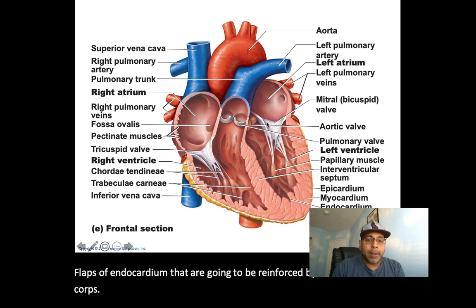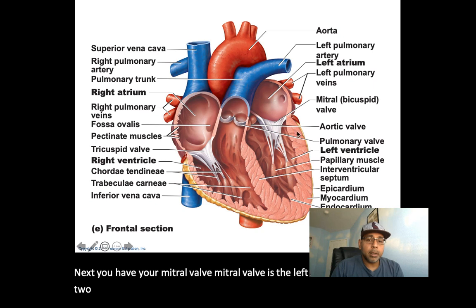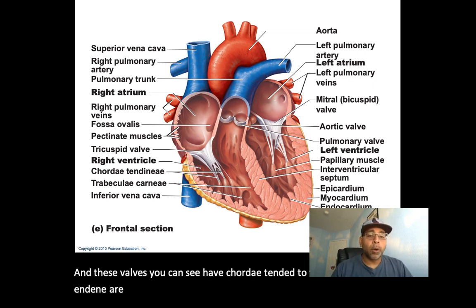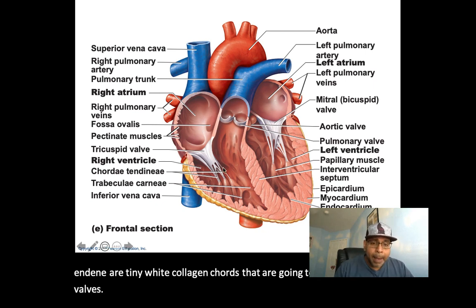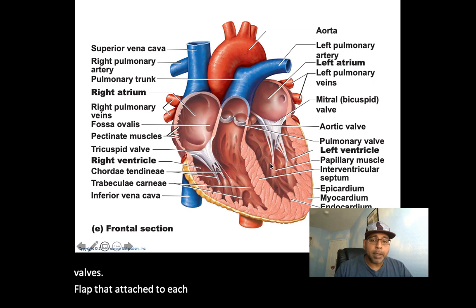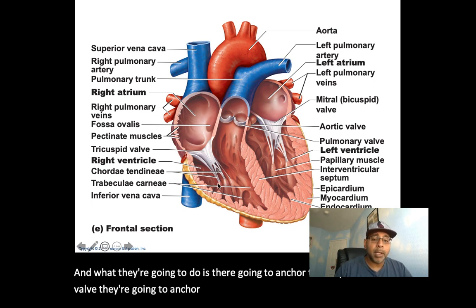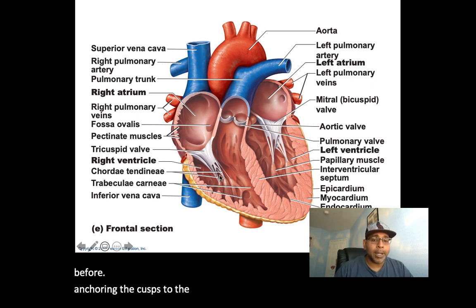Next, you have your mitral valve. The mitral valve is the left AV valve and it has 2 flaps. And you can see these valves have chordae tendineae. These chordae tendineae are tiny white collagen cords that attach to each AV valve's flap. And what they're going to do is anchor the cusps of the valve to the papillary muscle that we saw before. Anchoring the cusps to the papillary muscle, that's the job of the chordae tendineae.